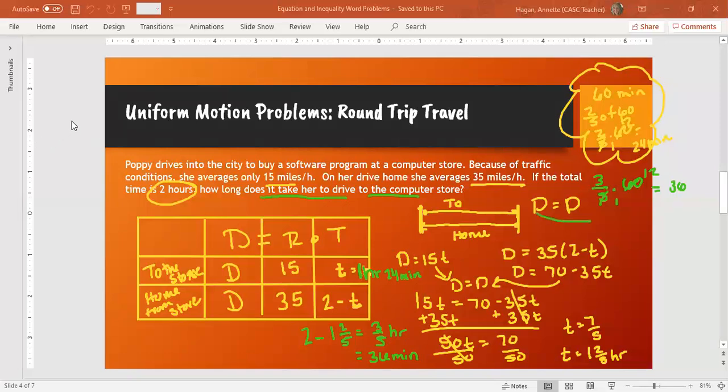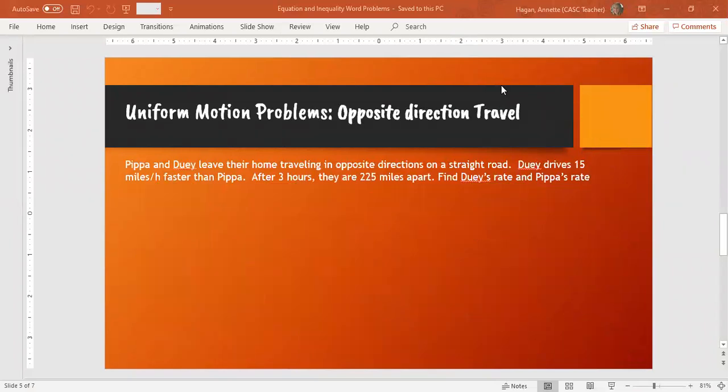The next kind of problem we're going to see for uniform motion is opposite direction travel. This is the first one where our distances are not going to be equal. So let's work this out.